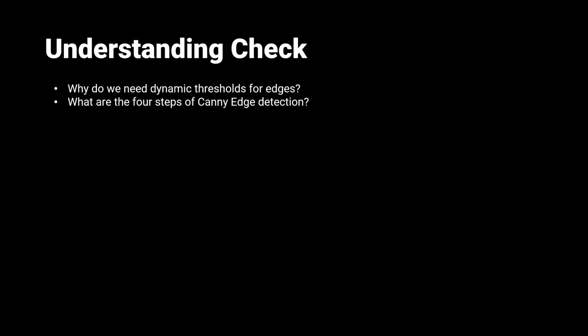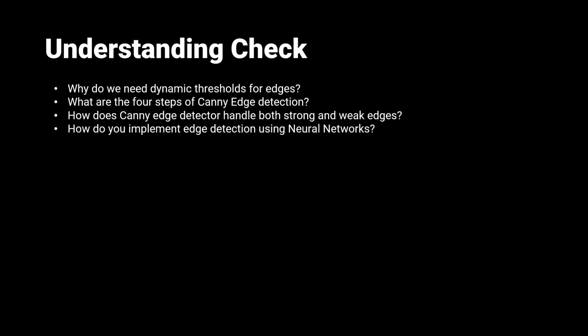So with this video, you should be able to understand why we need dynamic thresholds for edges, why this is so hard, and how Canny Edge Detection can do this with 4 different steps. We also should be able to say how the Canny Edge Detector handles both strong and weak edges, and how you would implement edge detection using neural networks in today's day and era.